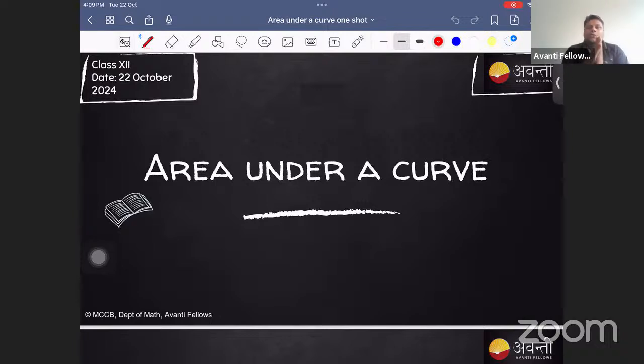So, today we will start with the chapter area under the curve. We have done enough in the definite integration. In the last class, we also covered definite integration as a limit of sum, and also we have done the Leibniz theorem. Okay, we have also done certain examples on inequalities. So, today we will start with area under the curve.